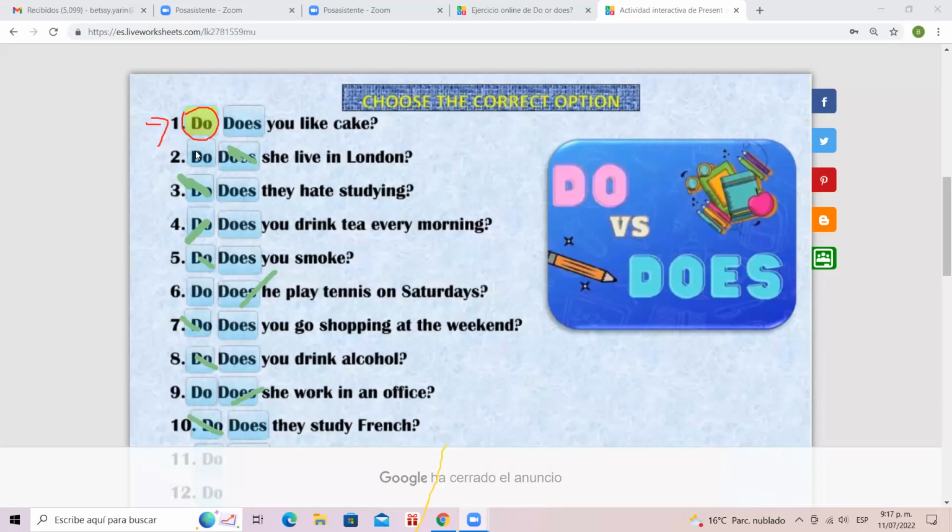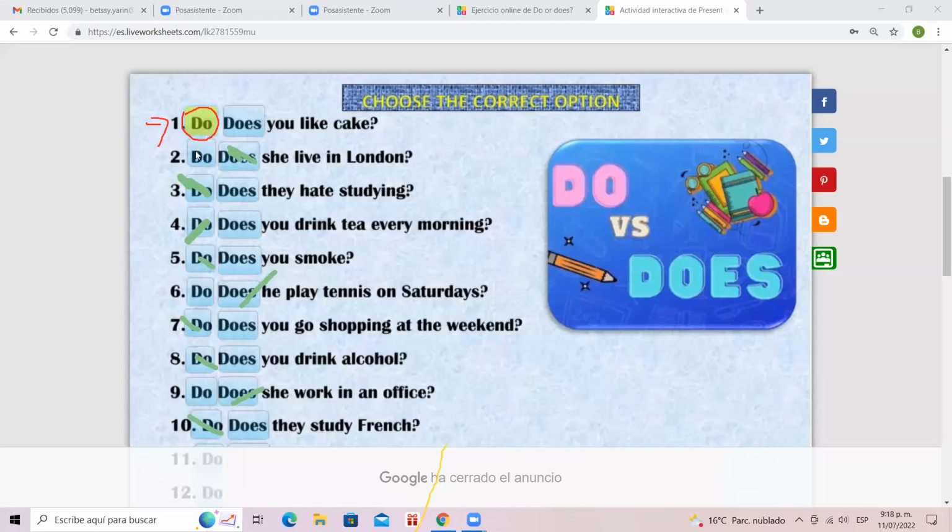Excellent, very good. And also in number 6, we have, does he play tennis on Saturdays? Okay, very good. And what about in number 7? Millie. Do you go shopping at the weekend? Excellent, very good. What about in number 8? We have, do you drink alcohol? Okay, what about in number 9? We have, okay, Millie. Does she work in an office? Excellent. And finally, number 10, do they study French?